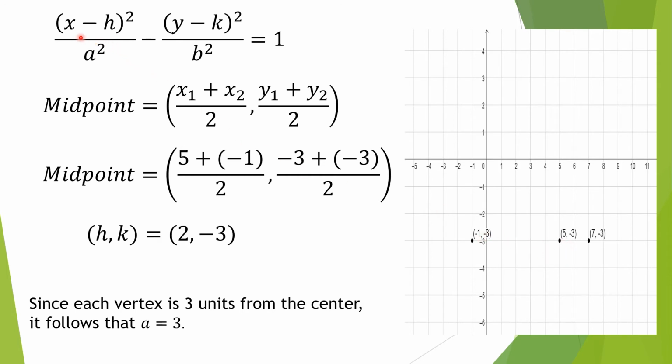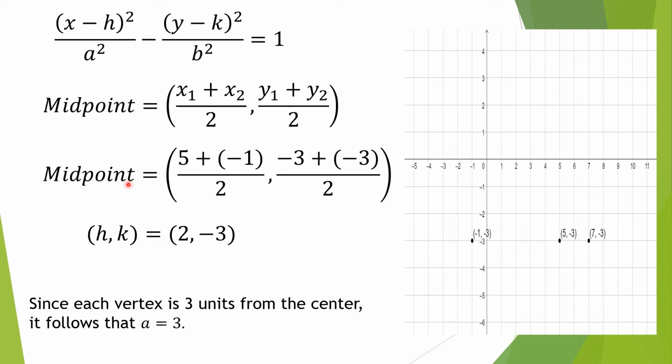So, we are going to use the formula the quantity x minus h squared over a squared minus the quantity y minus k squared over b squared equals 1. And since, kagina sa definition, the center is the midpoint or the middle point of our vertices, we can solve for the center by using the midpoint formula, that is x sub 1 plus x sub 2 over 2, and then for the y coordinate, that is y sub 1 plus y sub 2 over 2.